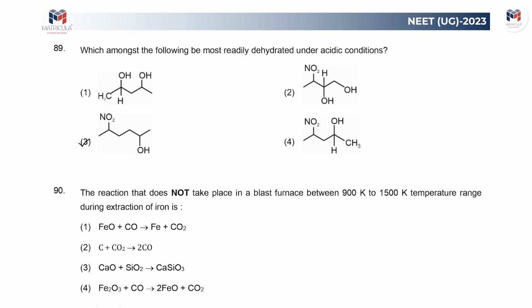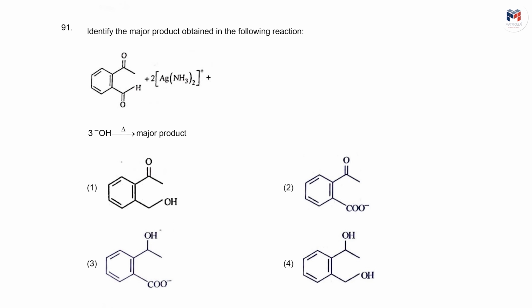Question number 90. The reaction that does not take place in a blast furnace between 900 K to 1500 K temperature range during extraction of iron is. The answer is option number 4. Iron 3 oxide plus carbon monoxide gives ferrous oxide plus carbon dioxide. Question number 91. Identify the major product obtained in the following reaction. The answer is option number 2.